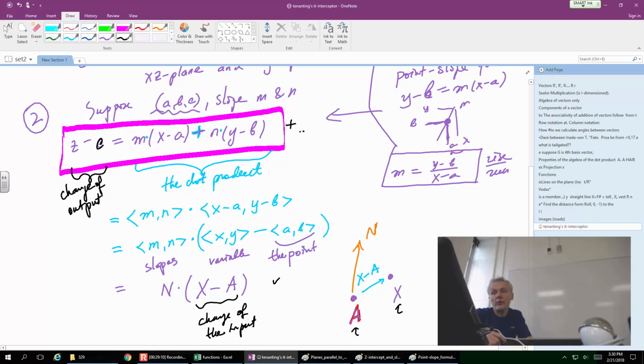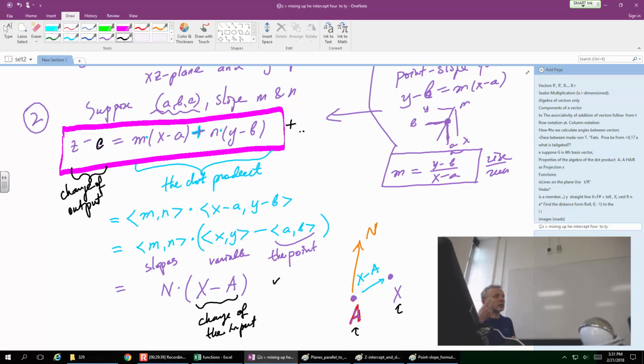As you can see, what we're saying here is that the dependence of the latter on the former is linear. Change of the input, dot product with n, gives me the change of the output. So that is how we understand linearity in higher dimensions.